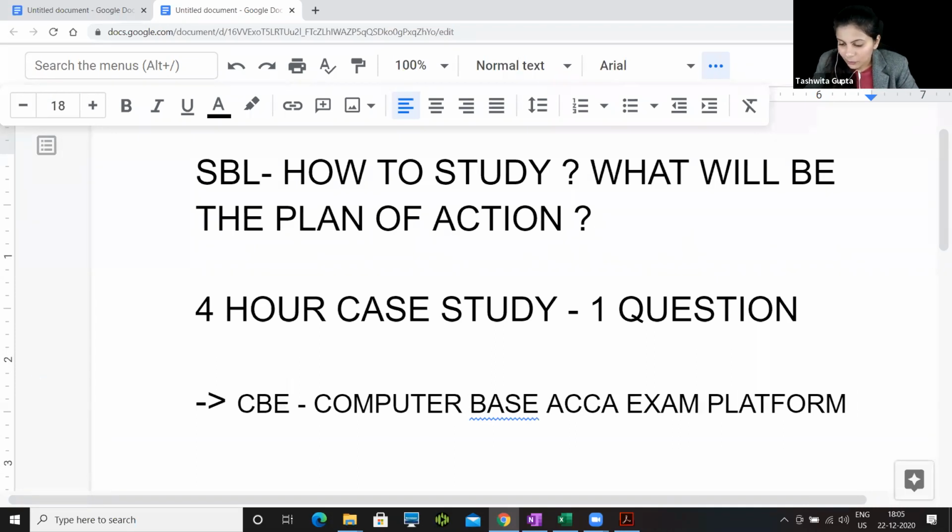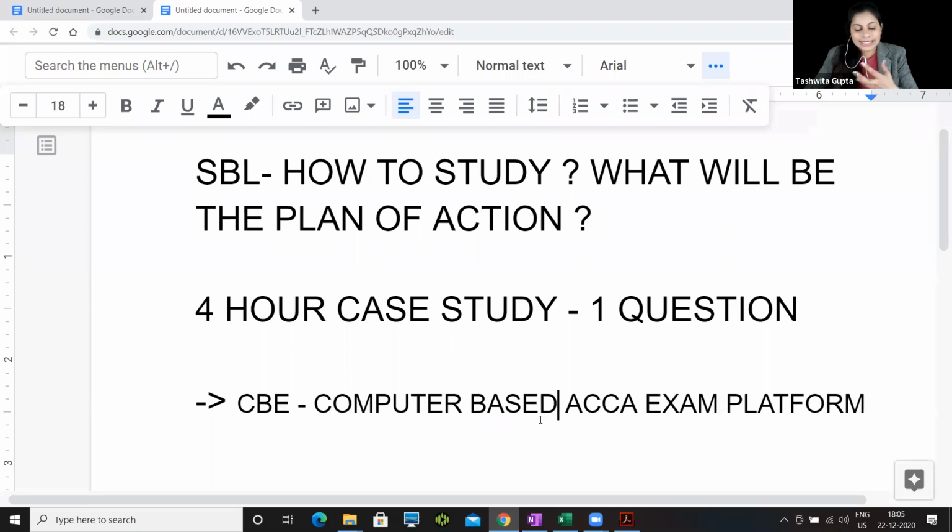Now, guys, what is there basically in my SBL paper and what is tested? What is the content? If I talk about, let's suppose, SBR, I know that accounting standards is the core of SBR. What is the core of strategic business leader? What is the content of strategic business leader? The content of strategic business leader is your governance. Okay, it's basically all about a businessman.